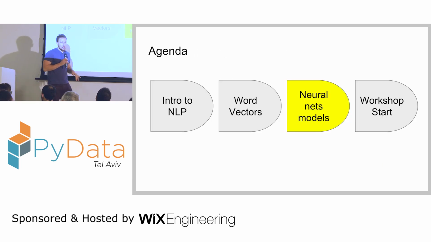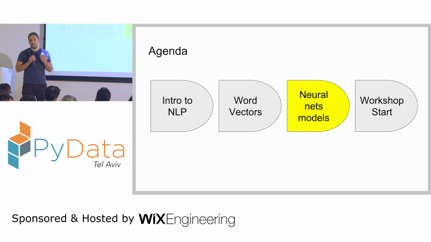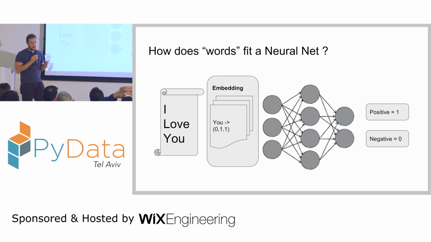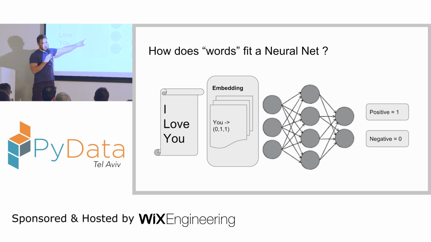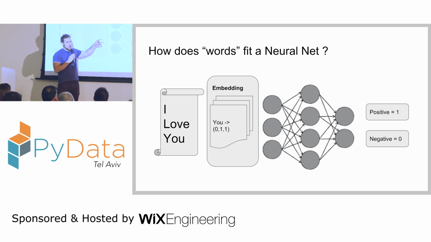Okay, so now we covered word embeddings. Word2vec is only one instance. There are a lot of techniques to do word embeddings. We will not focus on that because actually it's not that important. But it will help us answer the question, how do words fit in a neural net? Essentially, given a sentence or a list of tokens, each token corresponds with an index in a huge embedding matrix. So I have a vector for you, I have some other vector for love, and another vector for I. I concatenate all of them and feed it to a neural net.